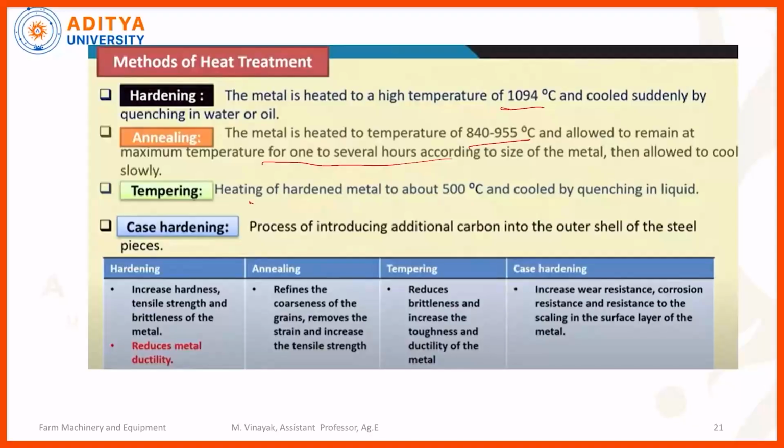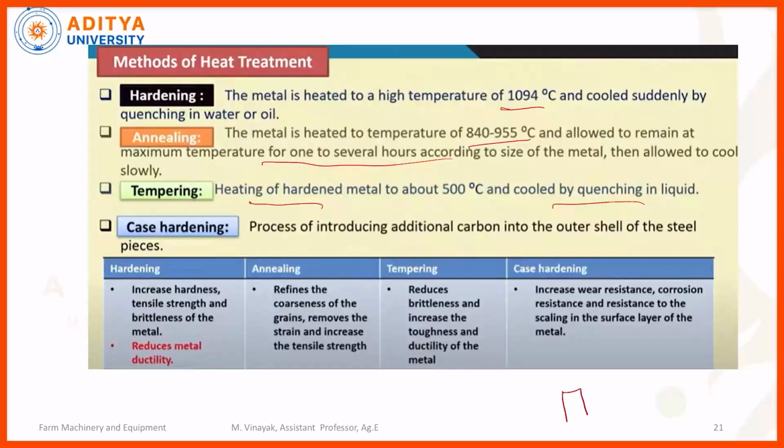Next is tempering. Hardened metal is heated to about 500 degrees Celsius and cooled by quenching in liquid. Both hardening and tempering are the same, but the temperature varies. For hardening we maintain a higher temperature. For tempering we go for a lower temperature, that is 500 degrees Celsius. Next is case hardening. It is the process of introducing additional carbon into the outer layer of steel pieces. That is called the case hardening method.